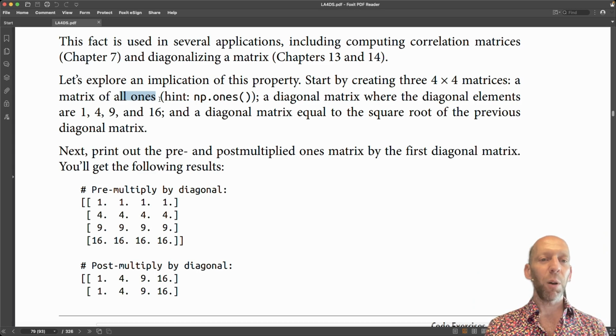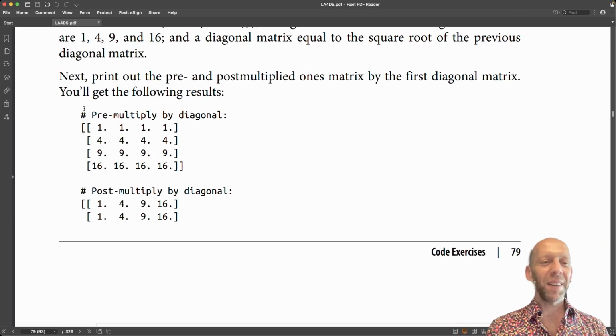We'll create a matrix of all ones, a 4 by 4 matrix where every element is equal to 1. Then a diagonal matrix where the diagonal elements are basically 1 through 4 squared, so 1, 4, 9, and 16. And then a diagonal matrix equal to the square root of the previous diagonal matrix. Maybe I explained this in a slightly weird way. In hindsight, I could have said that the diagonal elements should be 1, 2, 3, 4, and then a second matrix where it's that squared. Anyway, it doesn't matter.